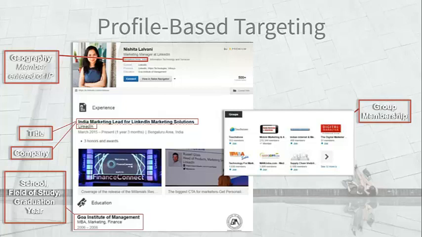Other things to target that are on a profile, that you'll see on the next slide, include someone's title, their company, their education, whether it's their school or their field of study, and also interests, which we are able to gather through group affiliations or skills they've listed.